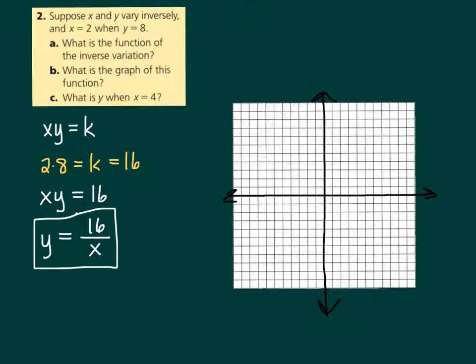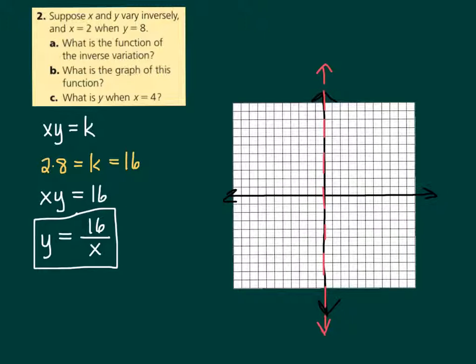Part B, what is the graph? To find the graph, we just want to plot points. If I plug in 0 right here, I get undefined, and we get a vertical asymptote right there. If you plug in 0 and get undefined, you get a vertical asymptote, meaning the graph is going to get incredibly close to this vertical line, but it's never actually going to touch it.